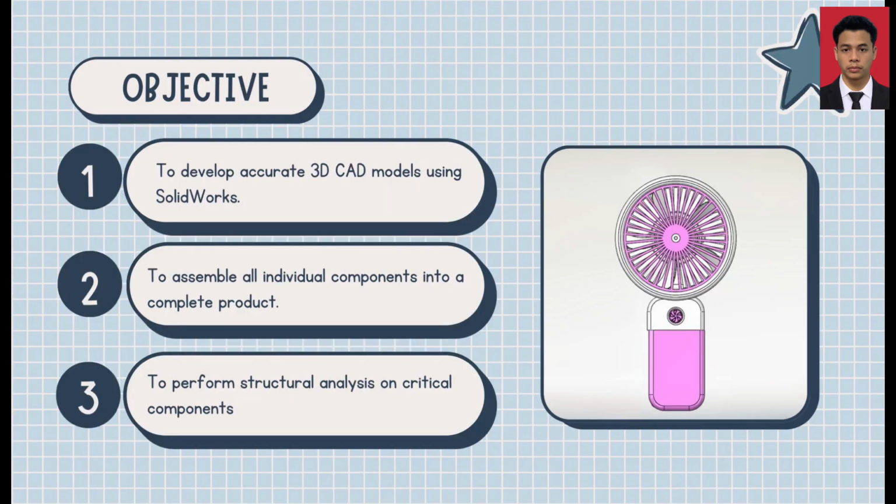This project has 3 main objectives. First, to develop an accurate 3D CAD model using SolidWorks. Second, to assemble all the individual components into one complete product. Third, to perform structural analysis on the critical components to evaluate their strength and safety.